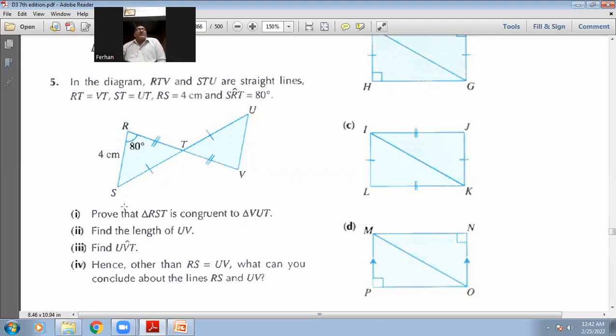And then we can work on these questions. Find the length of UV. UV will be the same as RS. And find the angle UVT. This angle will also be 80. What can you conclude about the lines RS and UV? Let me show you my work.